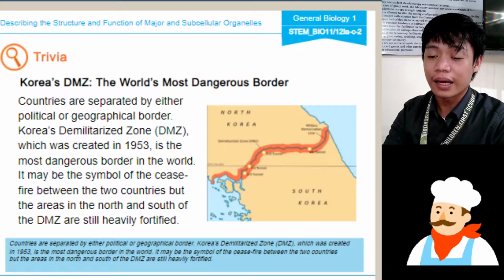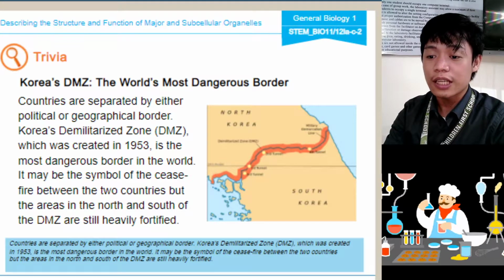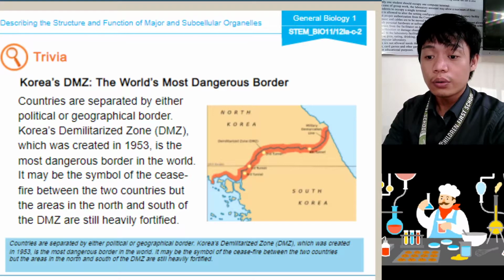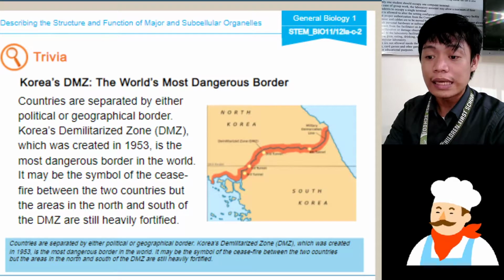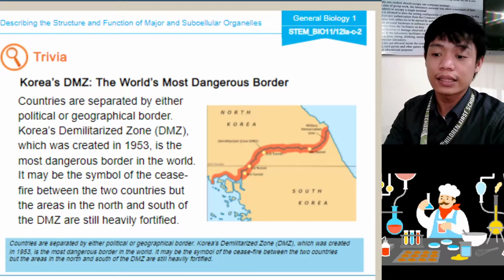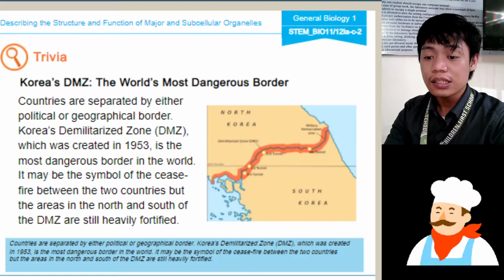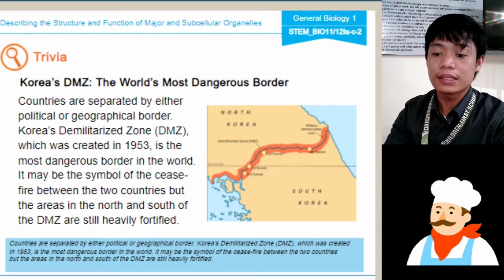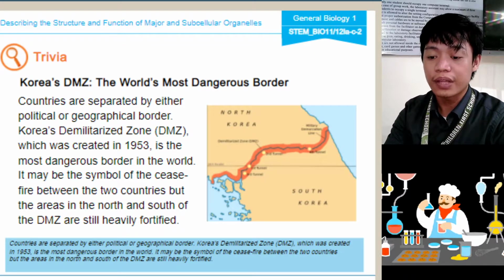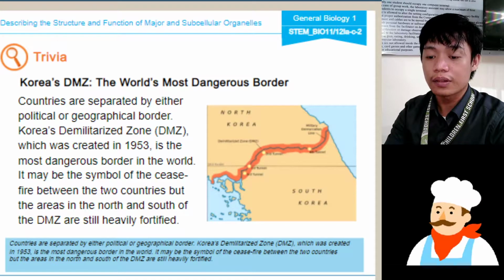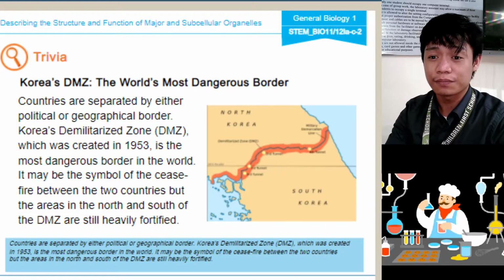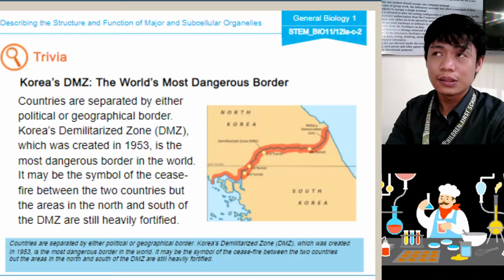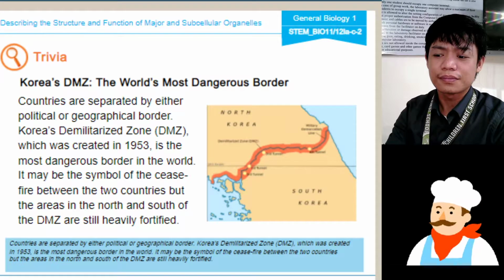So here's a trivia. Countries are separated by either political or geographical border. Korea's Demilitarized Zone, or DMZ, which was created in 1953, is the most dangerous border in the world. It may be a symbol of the ceasefire between the two countries, but the areas in the north and south of DMZ are still heavily fortified. So how is this related to our lesson today? So think of it.